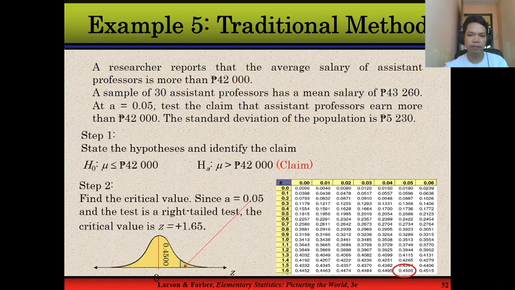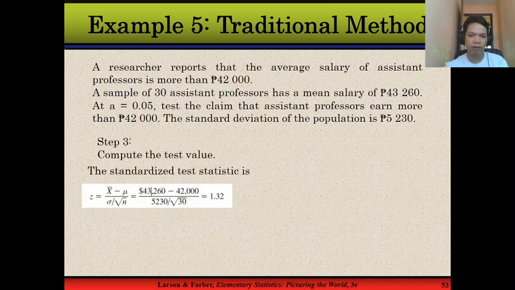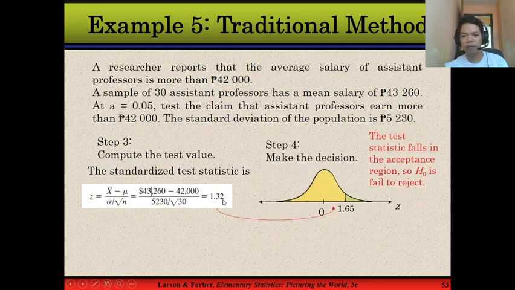Okay? Next. Compute the test statistic. Substitution lang. Ito ay in pesos ha. Kasi ginawa kong peso yung problem. So the z value is 1.32. So ngayon, titignan ko yung 1.32 dun sa curve. Okay, ang critical value natin, right tail tayo, 1.65. Positive lang. 1.65. Ang 1.32, hindi pa siya umabot sa 1.65.